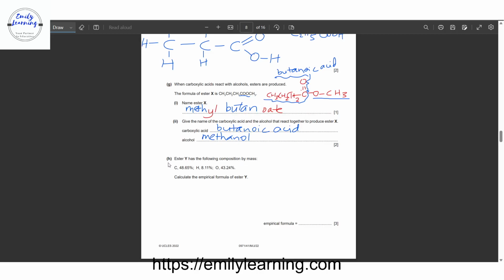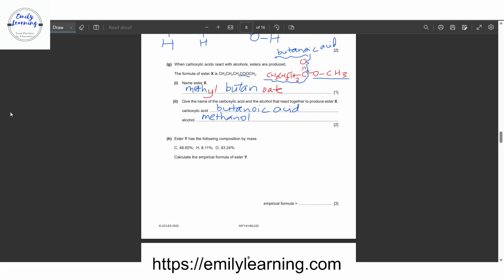Ester Y has the following composition by mass: carbon is 48.65%, hydrogen is 8.1%, O is 43.24%. You're asked to find the empirical formula of ester Y. To do so, we usually use a table form, so let's set up the table. I'll write C, H, and O. The first row will be percentage composition: carbon is 48.65, H is 8.11, O is 43.24. Then next is number of moles per 100 gram.